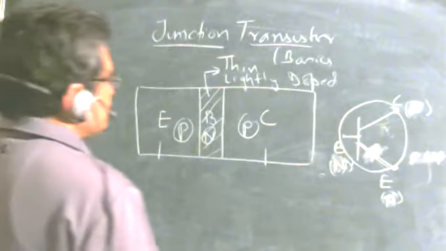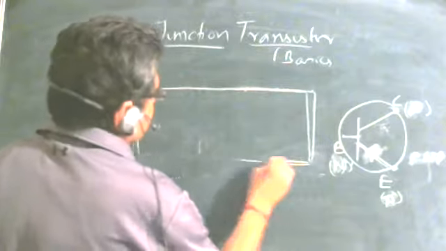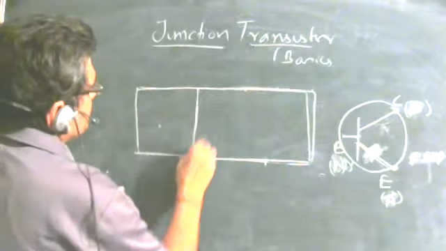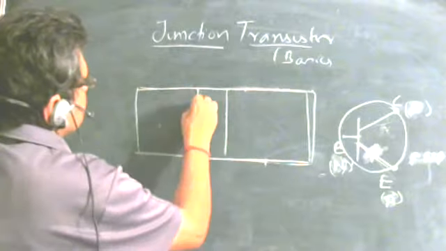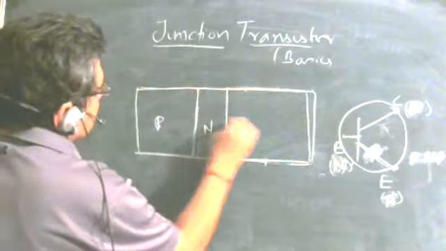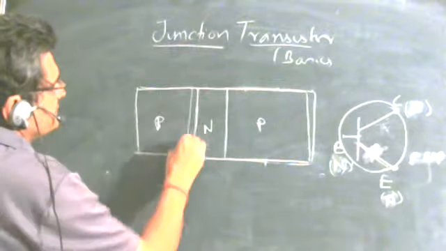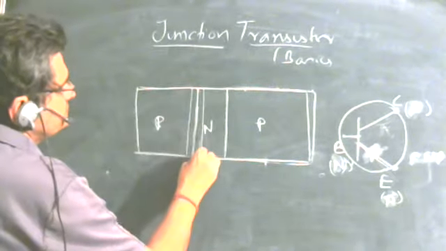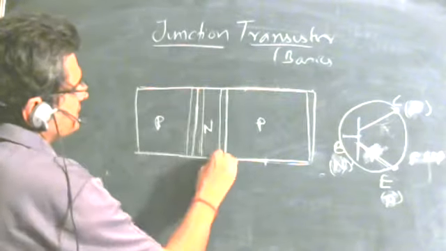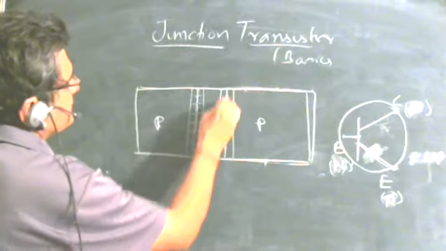Now, how the transistor operates. Let us redraw this again. This is a junction transistor with three layers. This is P, this is N, this is P. This is the junction boundary. So there will be a depletion region here and also a depletion region here at the junction boundary.